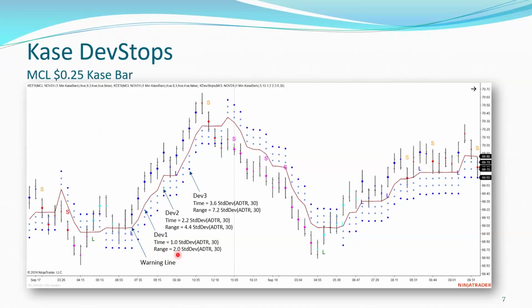So in that case, to emulate the same level that we would see with a 3.6 standard deviation move on a time-based bar, we basically have to double our standard deviations. So at Dev 1, we're using 2 standard deviations. At Dev 2, we're using 4.4. And at Dev 3, we're using 7.2. Okay, so if we are using a range type bar, we do use a larger number of standard deviations, and that's just to account for the much more narrow distribution of volatility on a range bar chart.